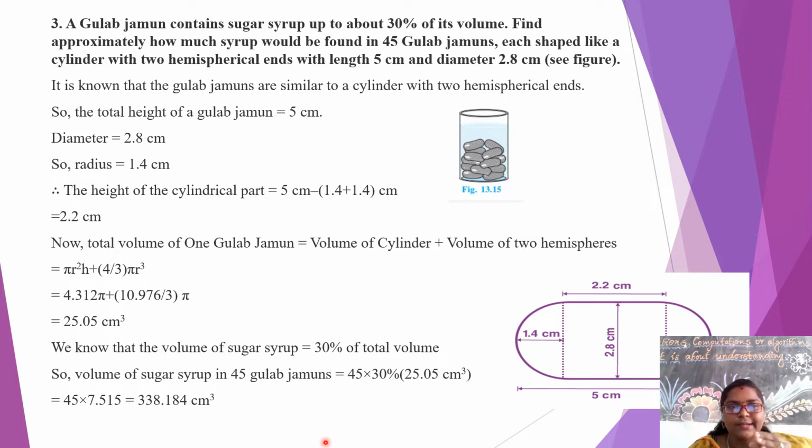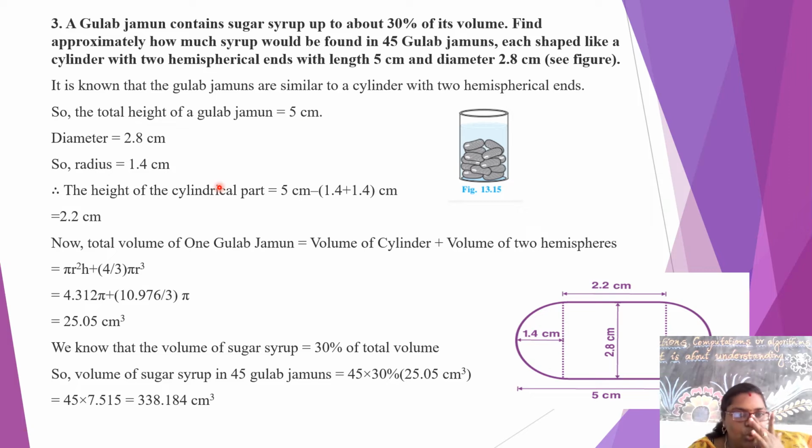It is like a cylinder with two hemispherical ends. Precisely they are telling that the gulab jamun is like a cylinder and the two ends will be like hemispheres. See the figure here. It will be like this. Length 5 centimeter and diameter 2.8 centimeter. They have given the length and the diameter. So now the gulab jamun shape is a cylinder with two hemispherical ends, as they have mentioned.